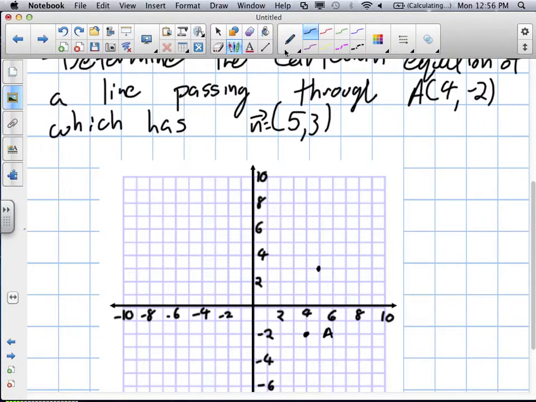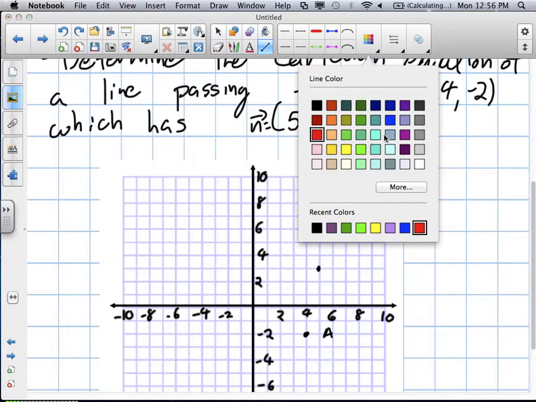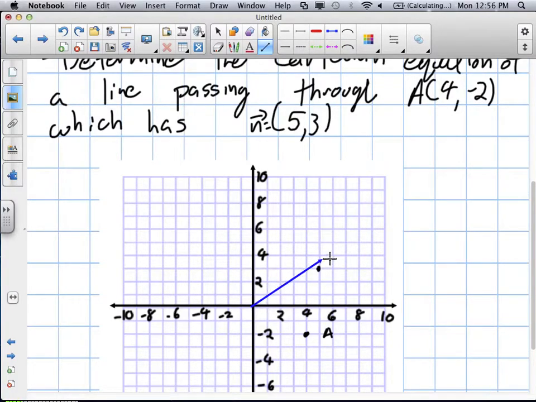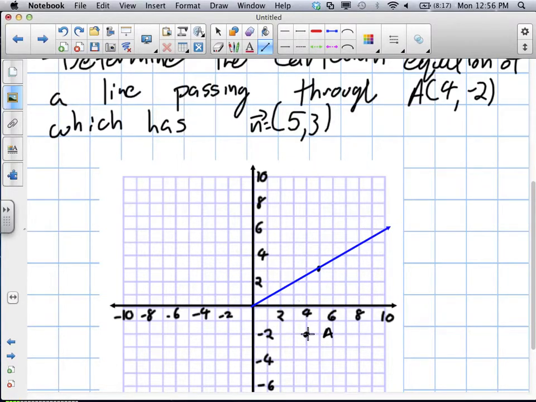Now, let's talk about what that means. If this is our normal, that means whatever line is going through A, if we're looking for the equation of that line, what relationship does it have to the normal? Perpendicular, right? So if it's perpendicular, it's going to look hopefully something like that. So this could be perpendicular to our normal.